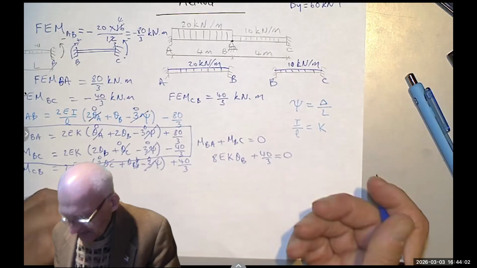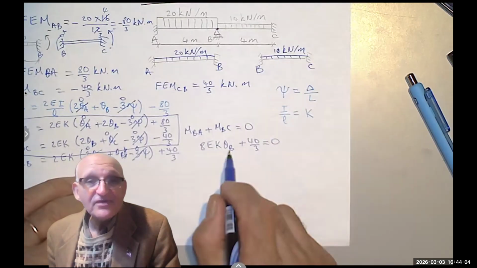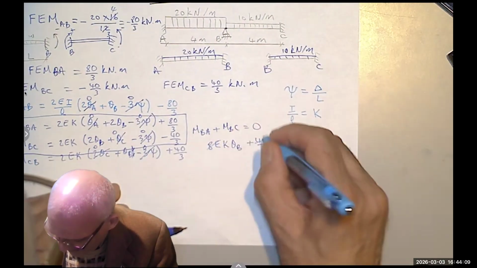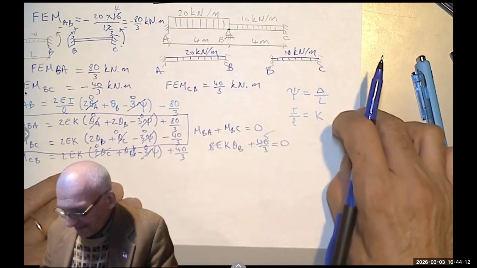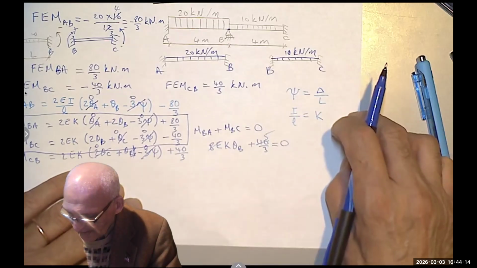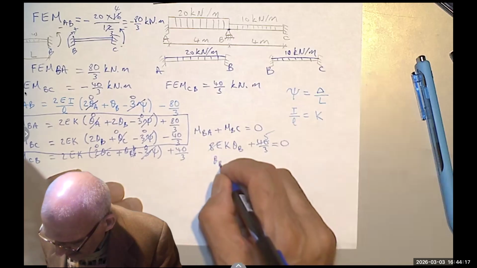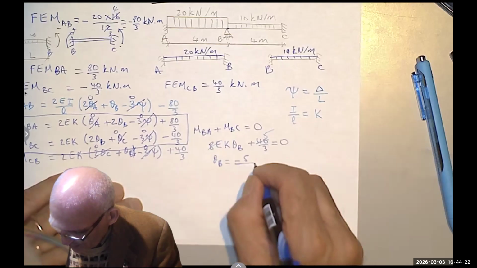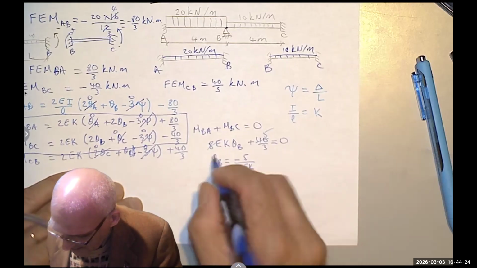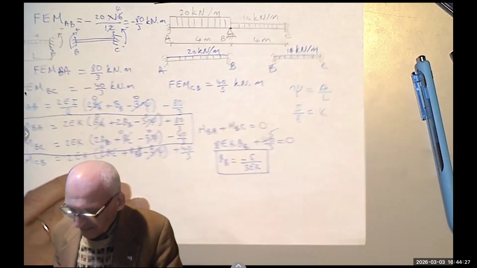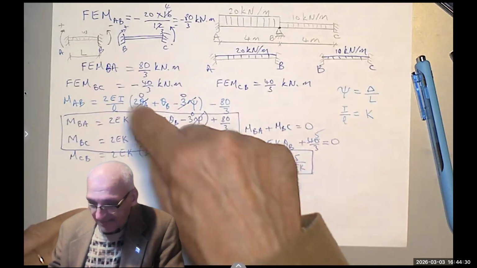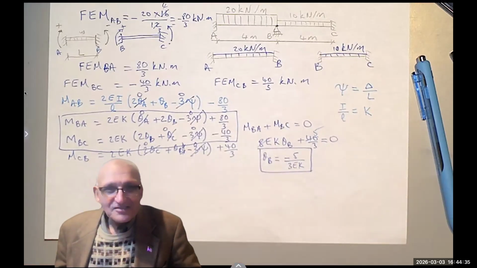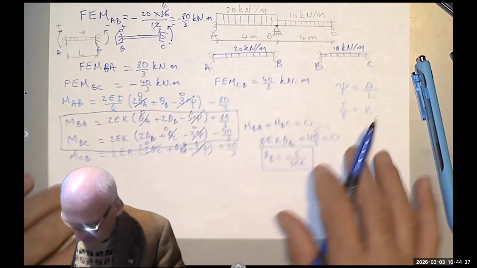We are solving for theta B. And you can see I can simplify the 8 and the 40 and make that 5. So when I move it to the left-hand side, it would be theta B equals negative 5 over 3EK. And then I'm going to take that and plug it in each one of those. Really, it's not hard once you get the gist of it.